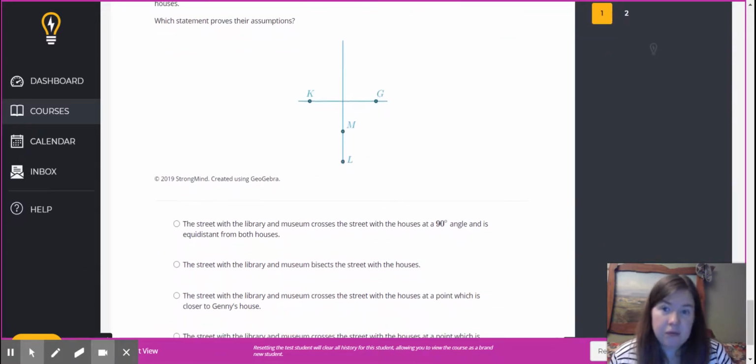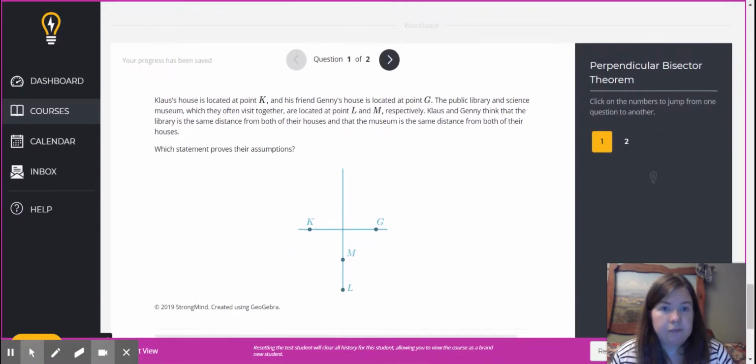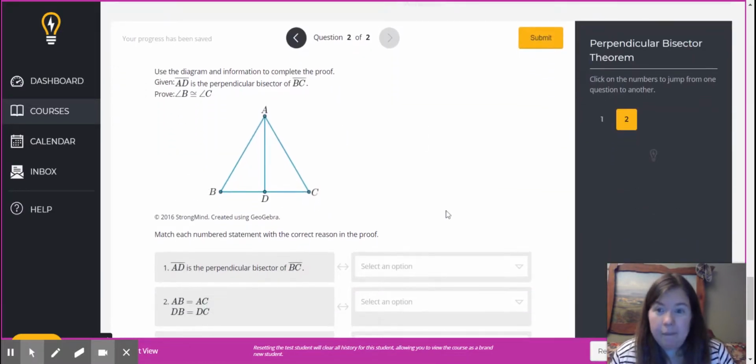So which statement proves this? Again, we're looking for perpendicular and something about equidistant. The street with the library and museum crosses the street with the houses at 90-degree angles and is equidistant from both houses. That sounds perfect because 90 degrees is perpendicular, and equidistant would be bisector. So that looks good. We could read the rest of them, but I'm not going to.